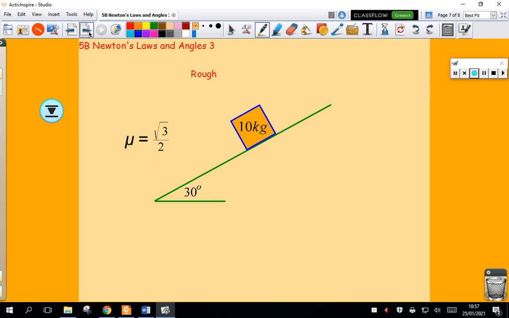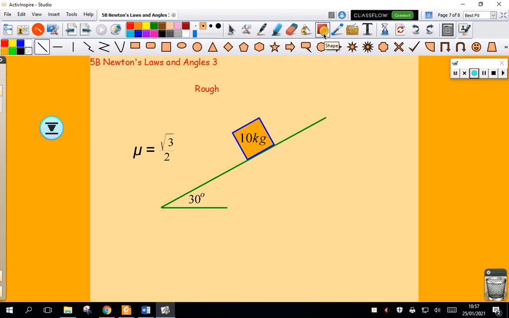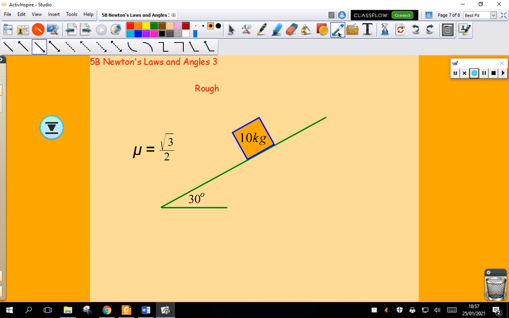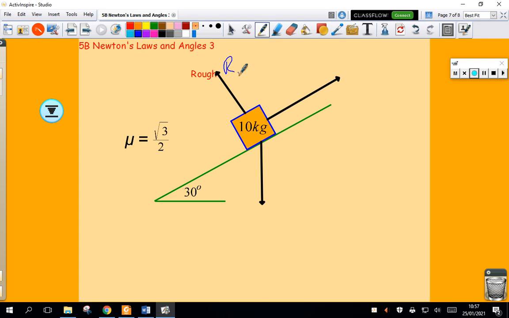Okay, let's have a look at another example. 30 degrees. My forces are almost exactly the same. We have my weight force down, always going to start with that one. My normal reaction perpendicular to the plane. I've got my friction. I'm just going to put in the name for each of those, F, and my weight here, W. But my weight I know is always 10 times little g. I'm just going to put that as 10g.